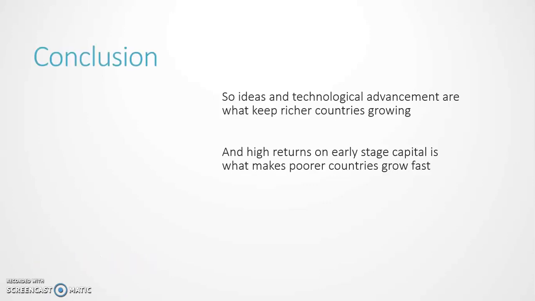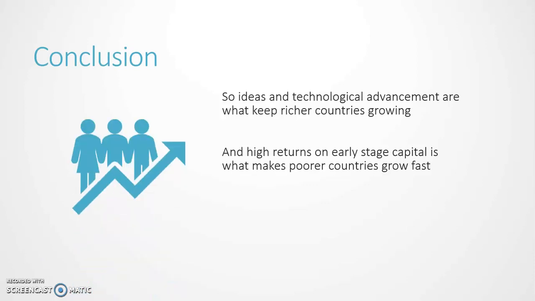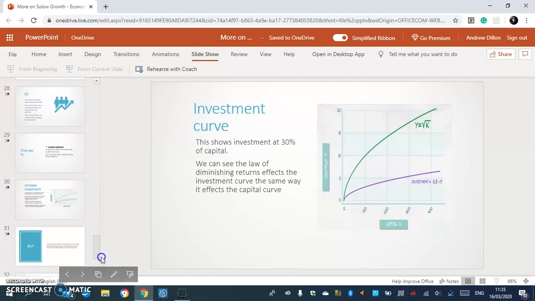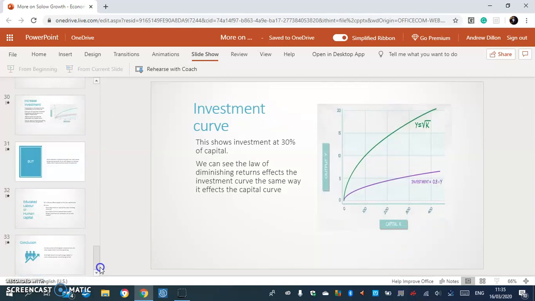This is the conclusion, and this is actually the last slide. So I'm afraid that's the end. This icon represents that the population is growing in the country, and the capital is growing, trying to grow fast. And that's it. Now that's officially the end. That is the last slide of the entire presentation on the Solow growth.